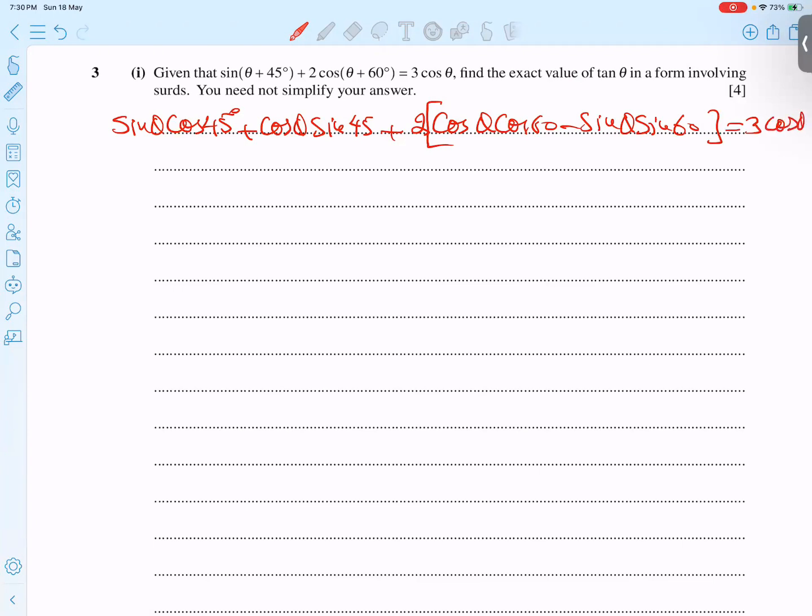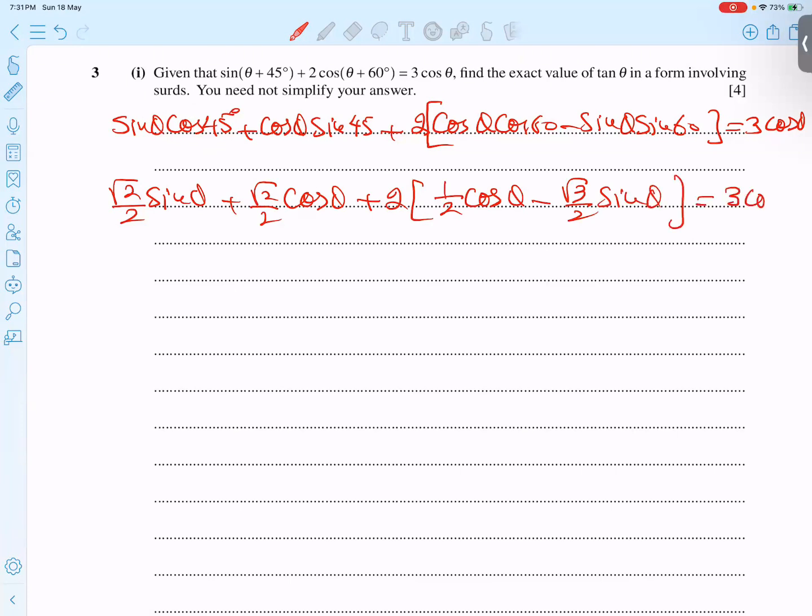Now let's talk about this one. What is cos 45? Root 2 by 2. So I'm writing root 2 by 2. Same for sine 45, root 2 by 2. And what about this? This is a simple story. Cos 60 is, sorry, cos 60 is a half. So I'm writing first of all half, cos 60 is a half. And what is sine 60? Root 3 by 2. If you don't know, type these values in the calculator, simple.